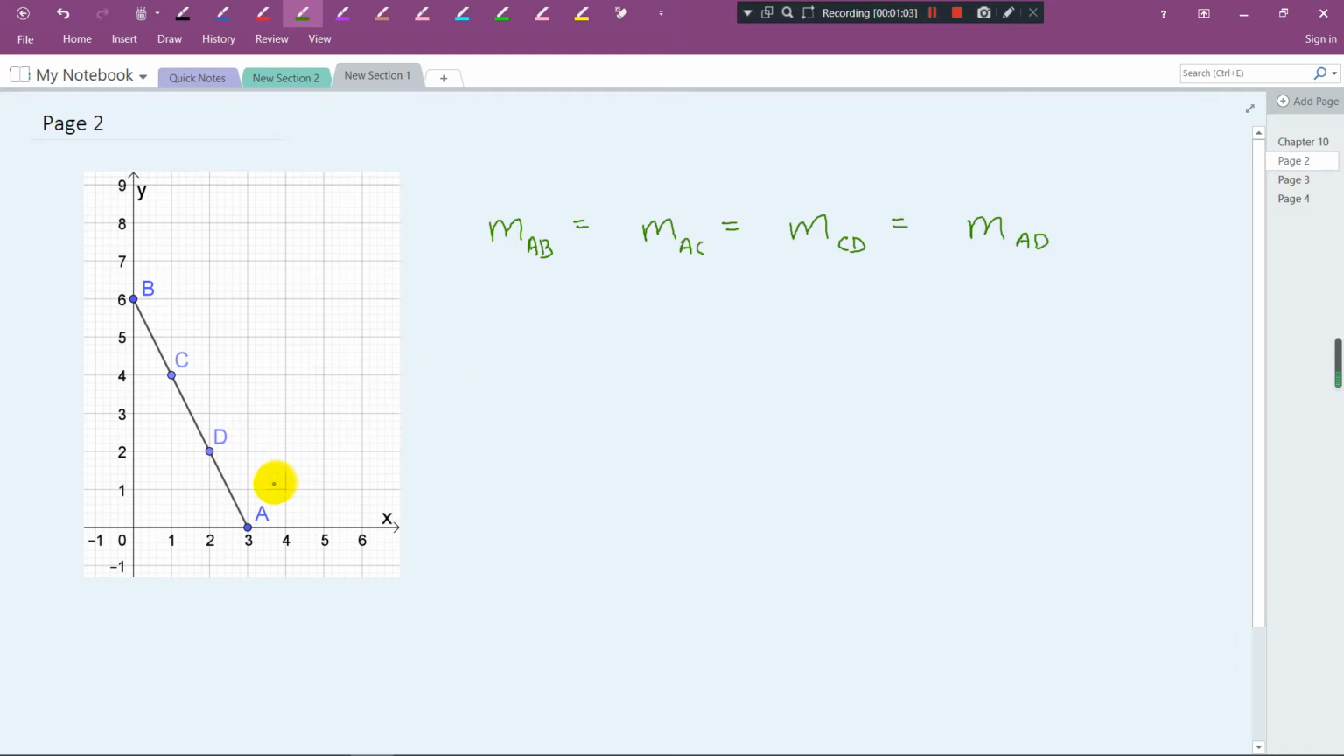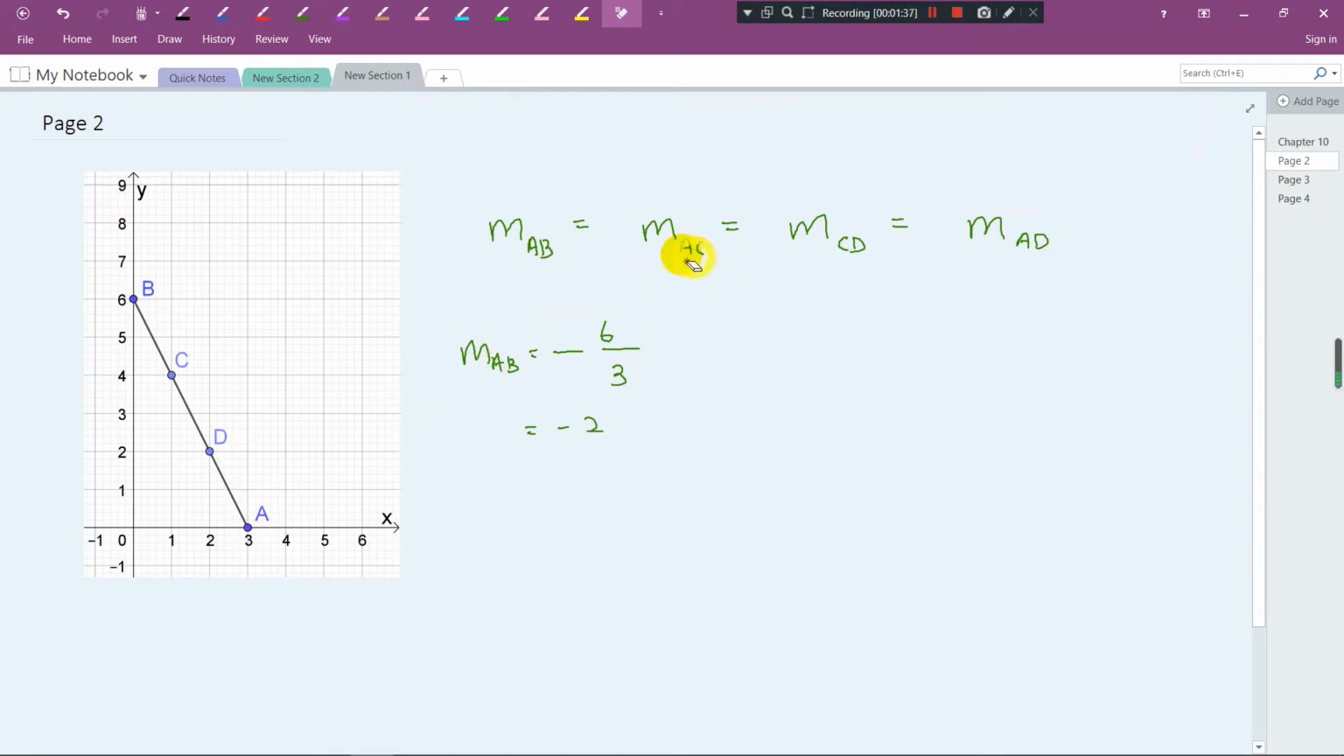Okay, now in this video let's try again. So let's say we find the gradient of AB, A and B. Since these two are the y-intercept and x-intercept, we can use a formula: negative y-intercept over x-intercept, which is 3 over negative 2. Remember to put a negative.